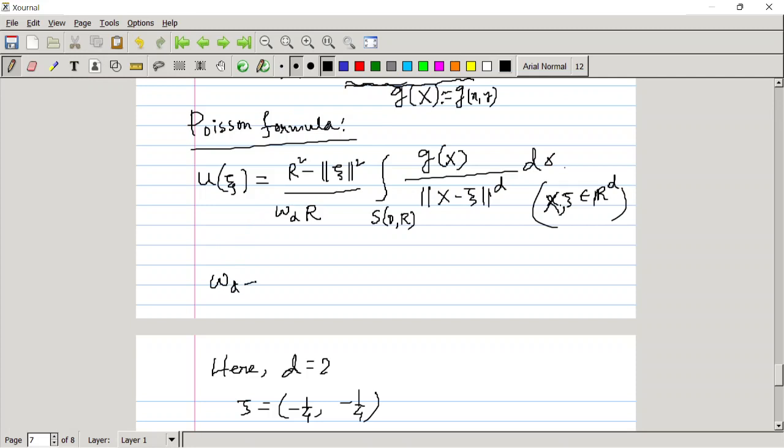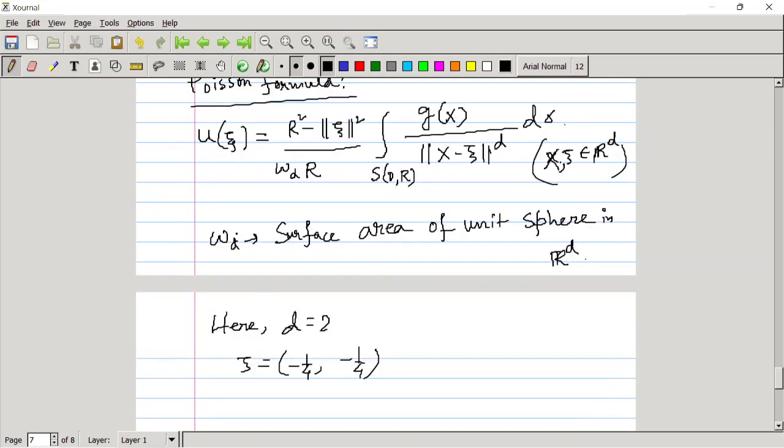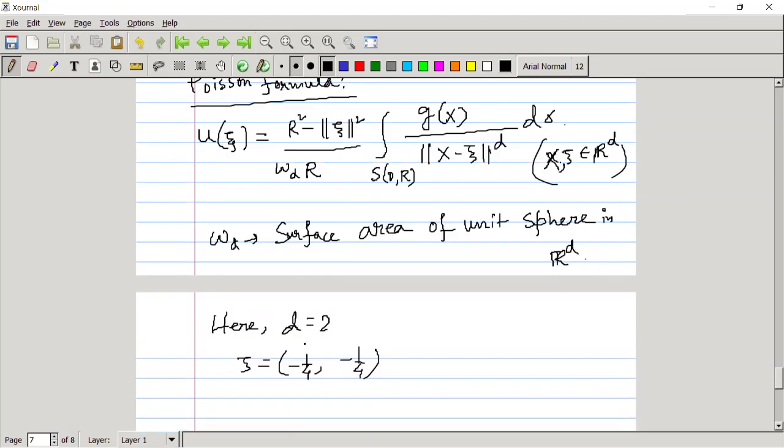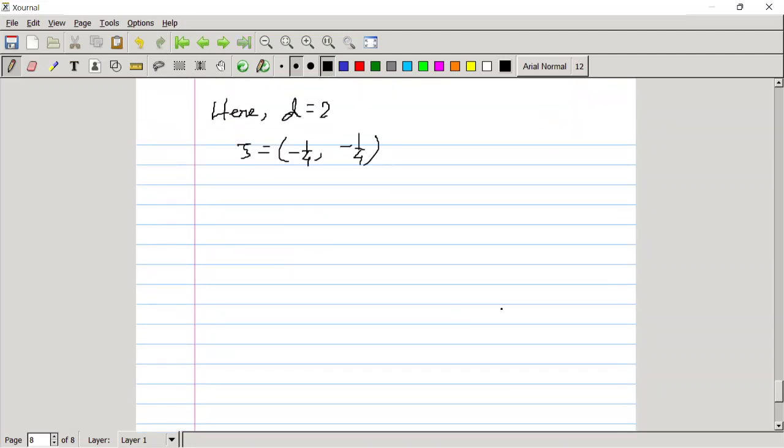W of D is the surface area of the unit sphere, say, in RD, that is D tuple. Okay. So here I have to find the value at any other xi. Here my xi is minus 1 by 4, comma minus 1 by 4. So let me put this in the formula. Then we get the answer. So u at minus 1 by 4, comma minus 1 by 4.